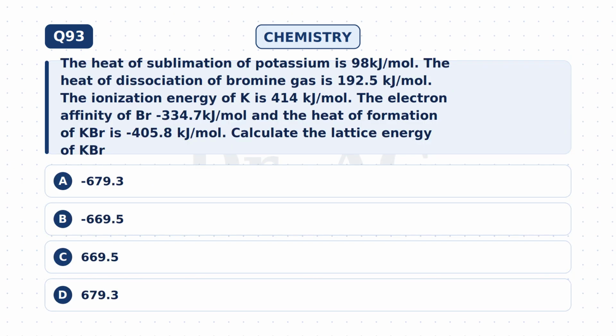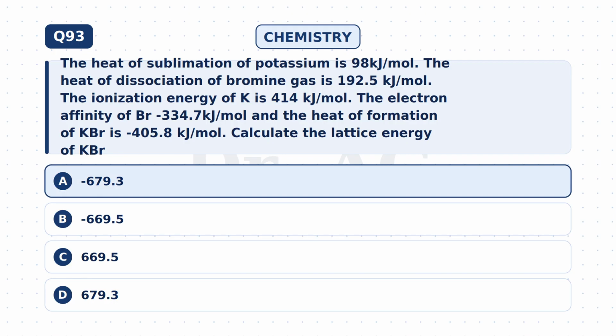Question 93. The heat of sublimation of potassium is 98 kilojoules per mole. The heat of dissociation of bromine gas is 192.5 kilojoules per mole. The ionization energy of K is 414 kilojoules per mole. The electron affinity of Br is minus 334.7 kilojoules per mole and the heat of formation of KBr is minus 405.8 kilojoules per mole.